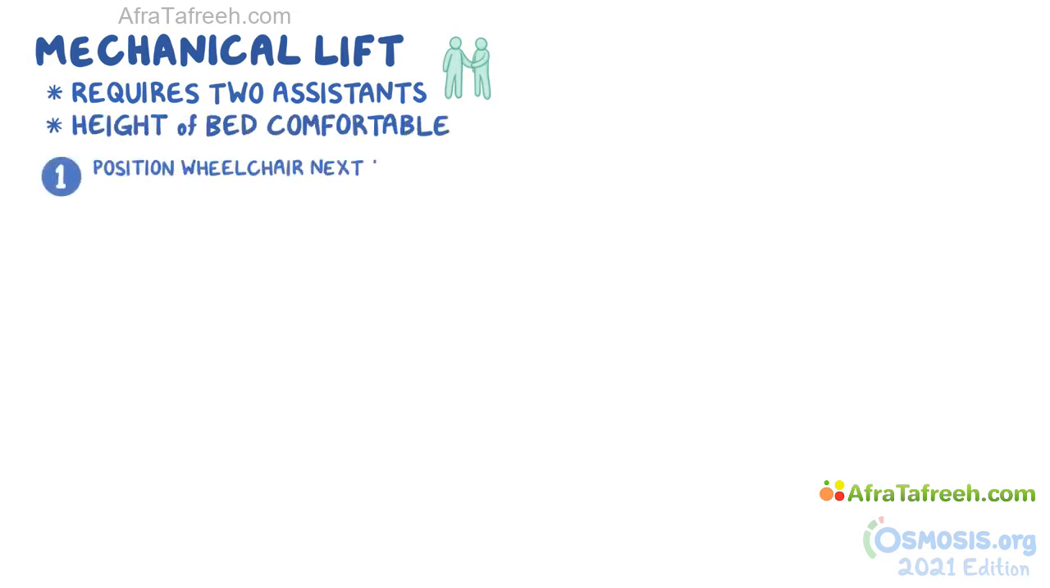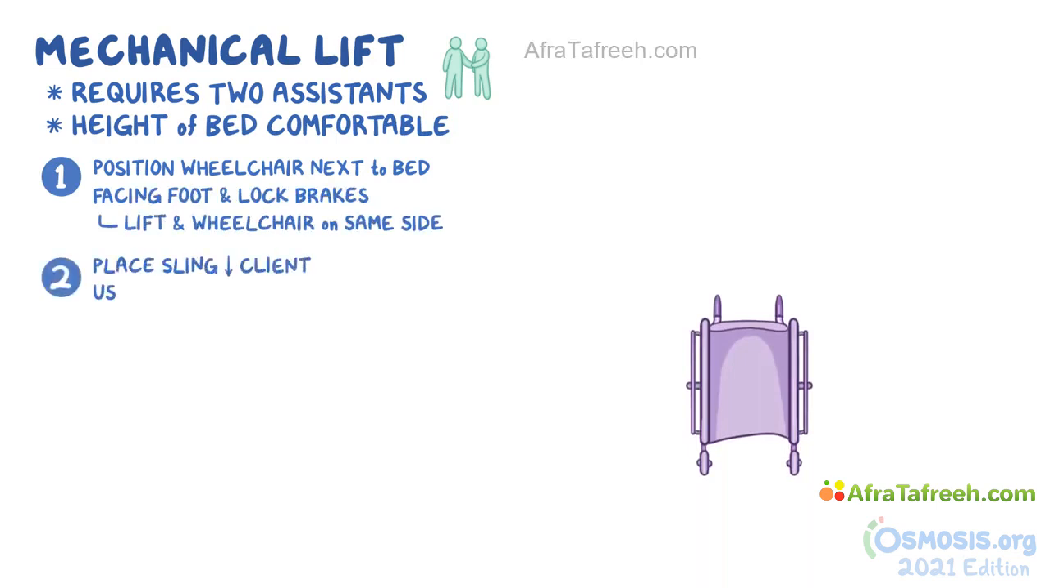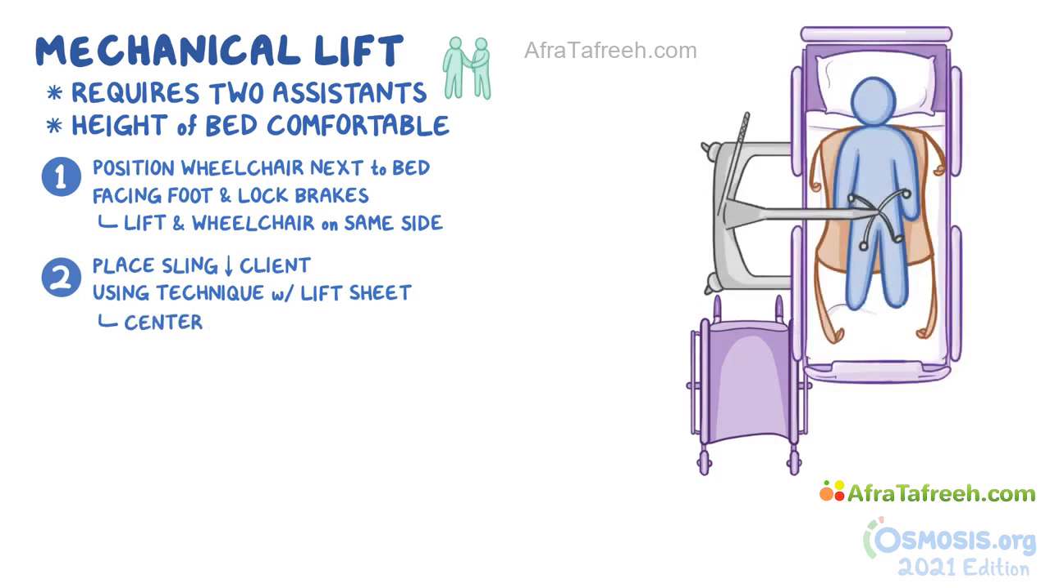Position the wheelchair next to the bed, facing the foot of the bed, and lock the brakes. Make sure the lift and the wheelchair are on the same side of the bed. Place the sling under the client using the same technique as described with a lift sheet. Center the sling under the person so that the lower edge of the sling is positioned under the client's knees, while the upper edge is positioned under the shoulders.